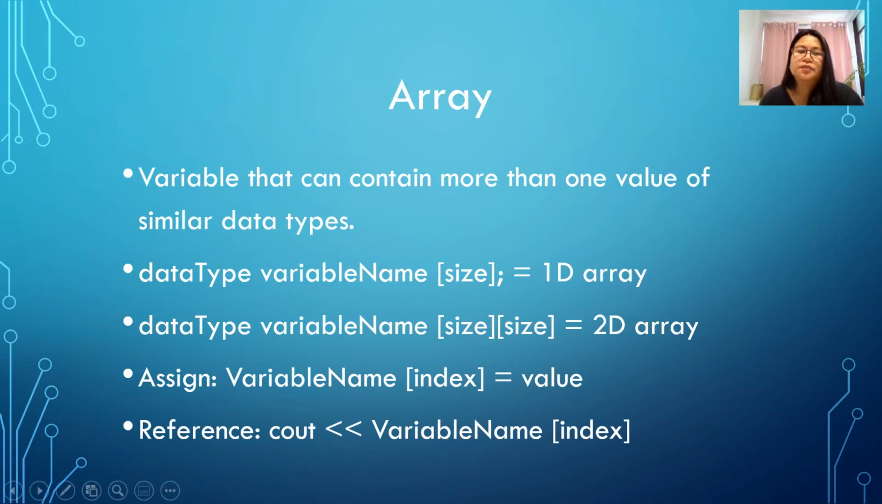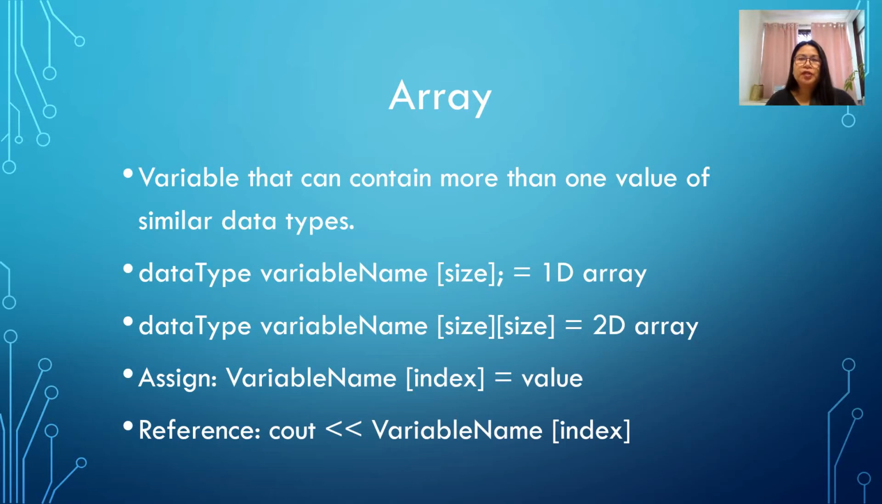In this topic, I will be focusing on array only. So what is an array? Array is a variable that can contain more than one value of similar data types. So arrays are still bound by the data type they are declared with. So for example, if we declare an array of characters, the values that it stores are all characters. And if we assign a non-character value in the said array, it would result in an exception or errors.